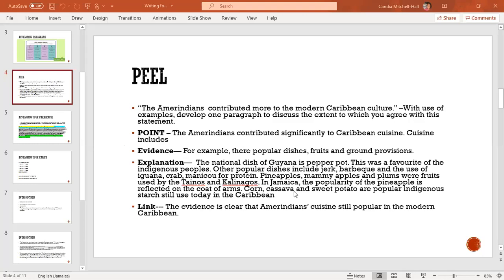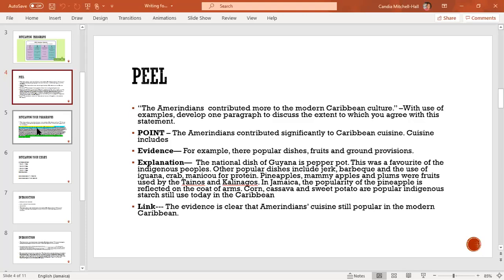Now I'm going to explain. The national dish of Guyana is pepper pot. This was a favorite of the indigenous peoples. Other popular dishes include jerk, barbecue, and the use of iguana, crab, and manicou for protein. Pineapples, mammee apples, and plums were fruits used by the Tainos and the Kalinagos. In Jamaica, the popularity of pineapple is reflected in the coat of arms. Corn, cassava, and sweet potato are popular indigenous starches still used today in the Caribbean. Now I'm going to link my point, all of this, back to the question. The evidence is clear that the Amerindians' cuisine is still popular in the modern Caribbean.